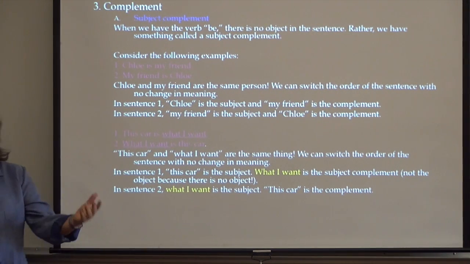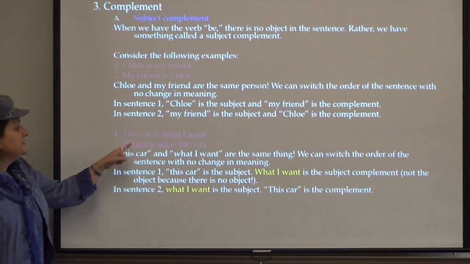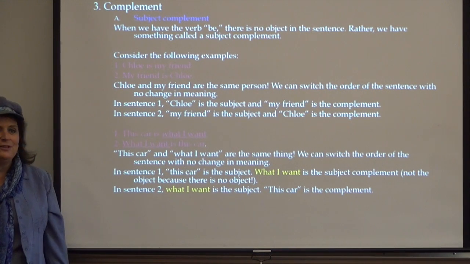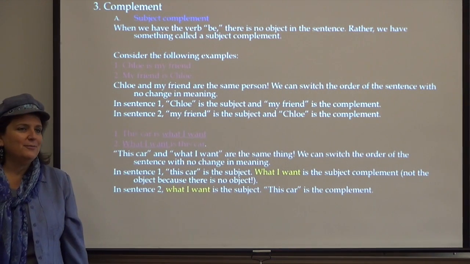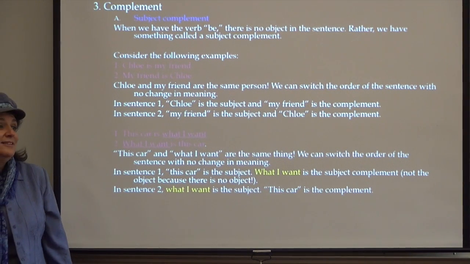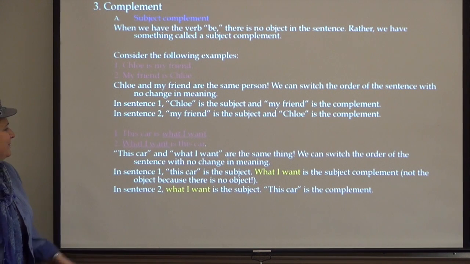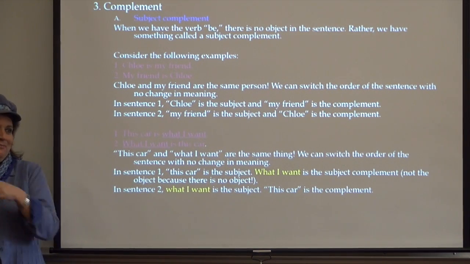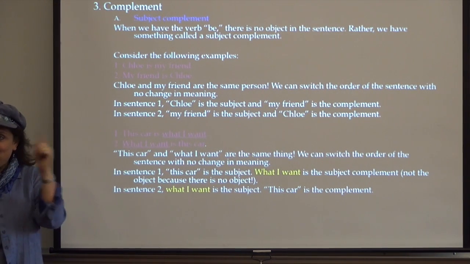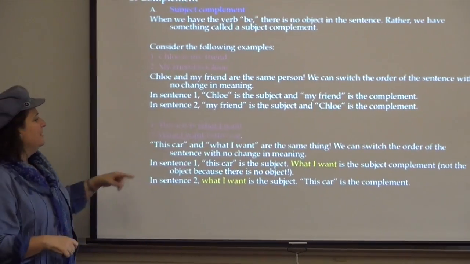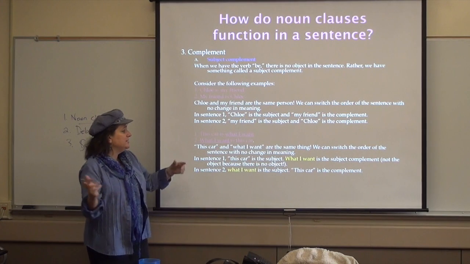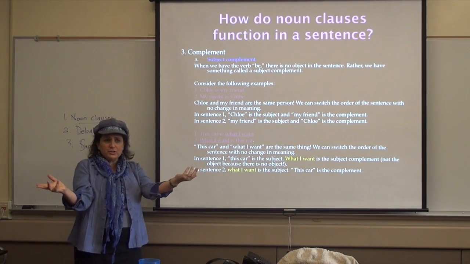Now let's use our noun clauses. This car is what I want. You're at the car dealership. You're buying a new car. You tell the guy or the woman, this car is what I want. What I want, do you see? It's like an equation with an equal sign. This car and what I want, my noun clause, are the same thing. We can switch the order of the sentence with no change in meaning.